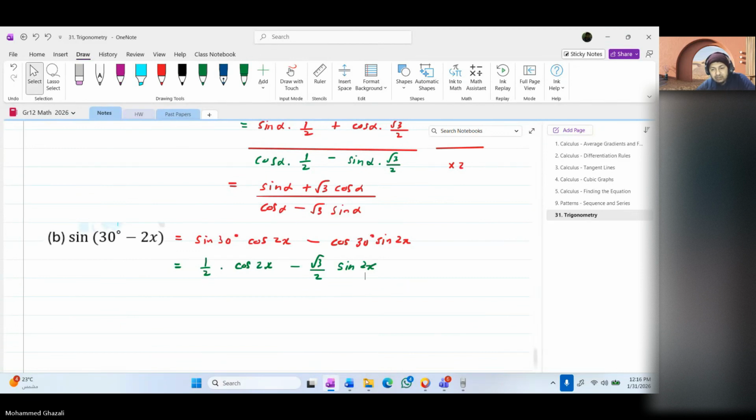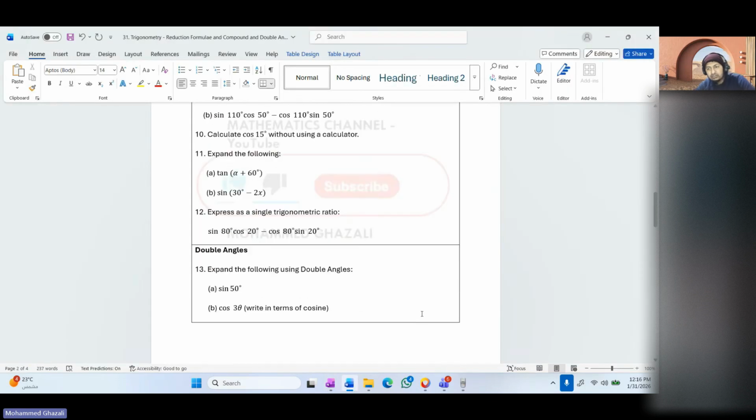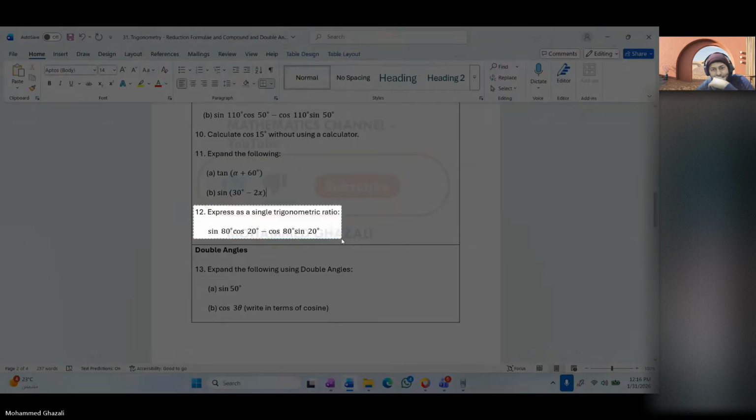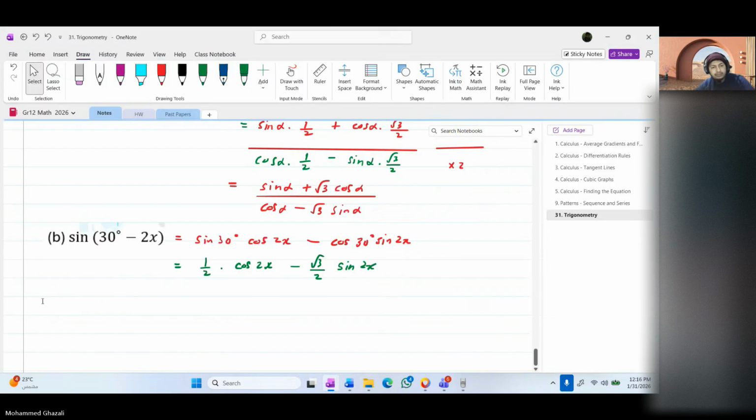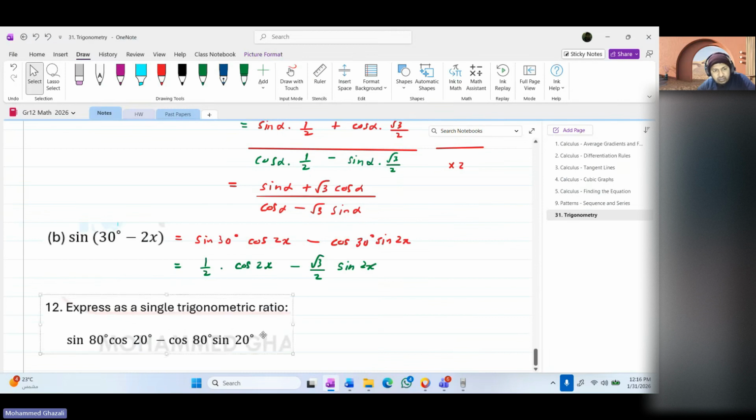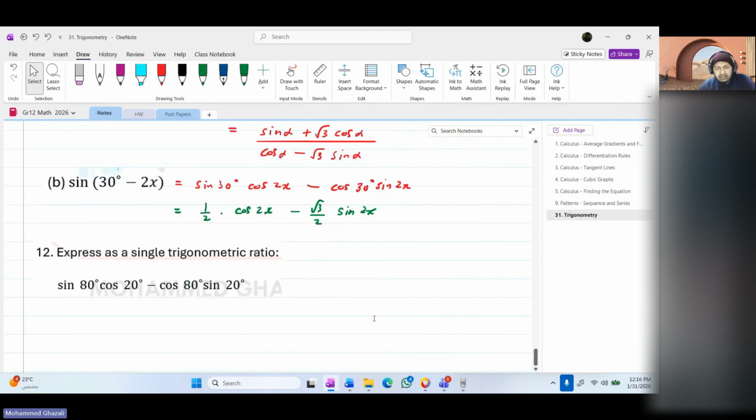Great. Moving on to the next question, which is question 12. Express as a single trigonometric ratio and simplify thereafter. Why do we say and simplify? Because we only have numbers here. Now see what's happening here.